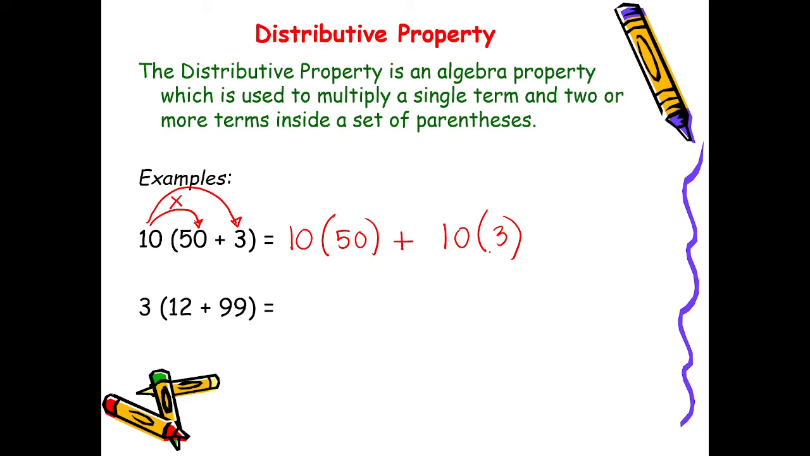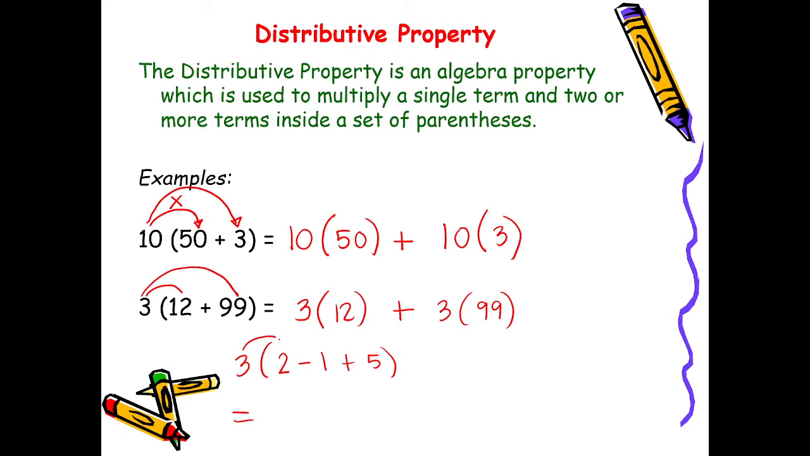Let's have another example. What should be written over here? 3 times 12. You distribute 3 to 12. After which, plus 3 times 9. Okay? So this is the distributive property. It's the same as this example, 3 times the quantity 2 minus 1 plus 5. If I'll be distributing this, this is 3 times 2 minus 3 times 1 plus 3 times 5. So that is the distributive property.